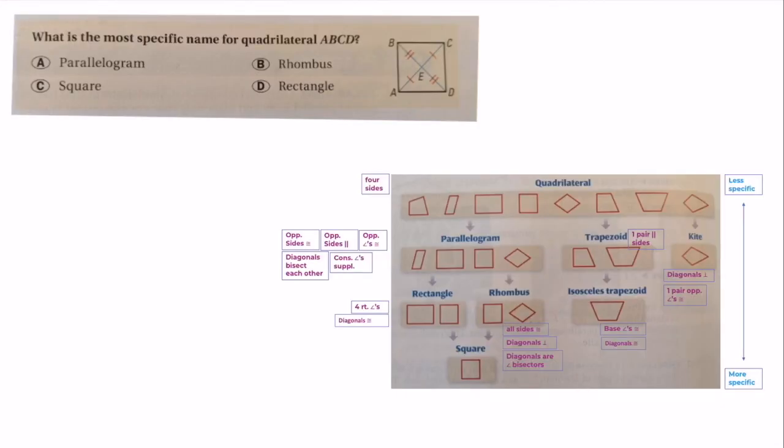So a couple really simple problems. What is the most specific name for quadrilateral ABCD? Okay, so there's four sides, quadrilateral. Now, the diagonals bisect each other, right? I can tell that here. They're telling me that this is getting bisected as well as that. So if I go over here on my chart, well, I know that it's a parallelogram.